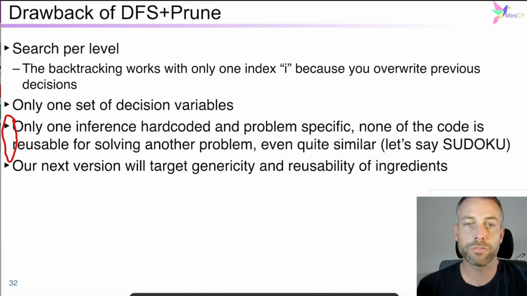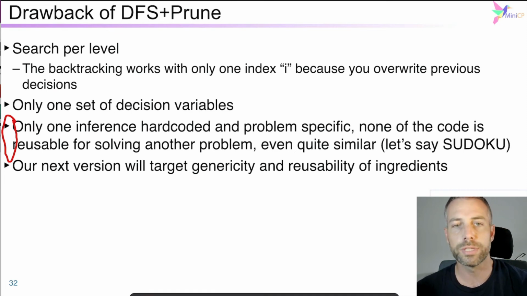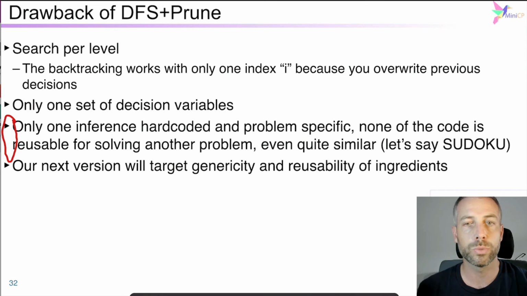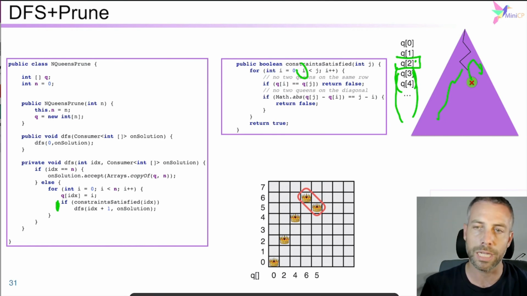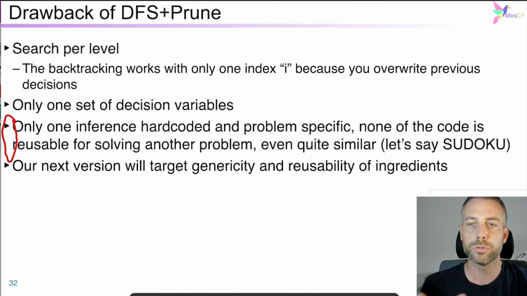Also, a limitation of that approach is still that the problem is a little bit hard-coded, right? If you take the class here, NQueens prune, you see that the constraint satisfaction verification is really hard-coded in the middle of the depth-first search. So if you want to change the problem a little bit, and let's say that instead of the NQueens, you would like to solve a Sudoku problem, then you need to re-implement it and do a copy-paste of this approach and adapt it. So that's not yet fully generic.